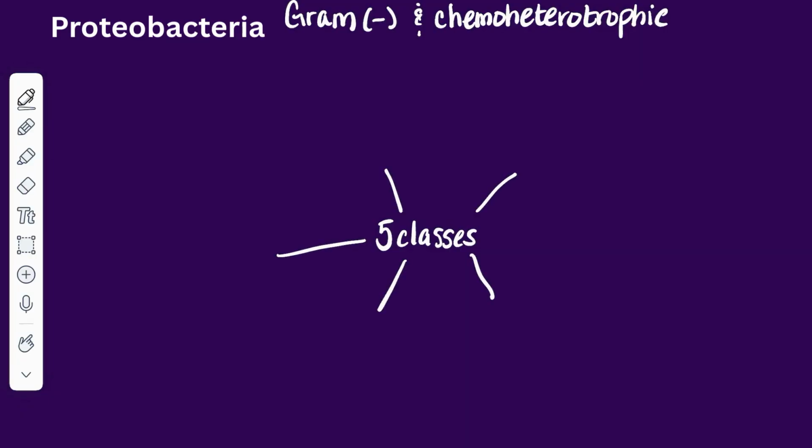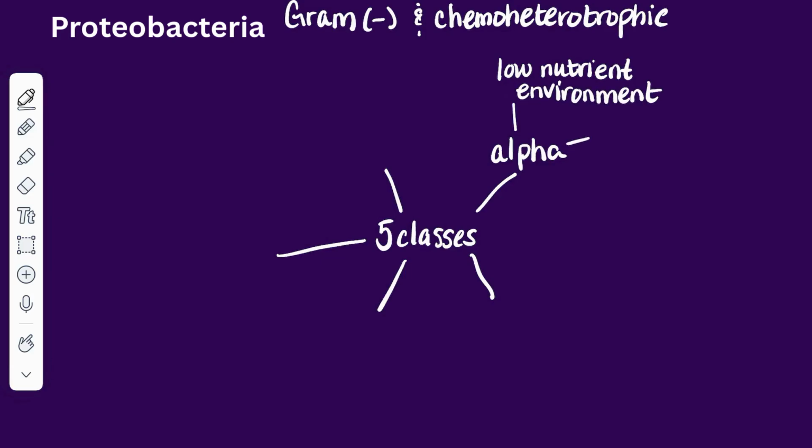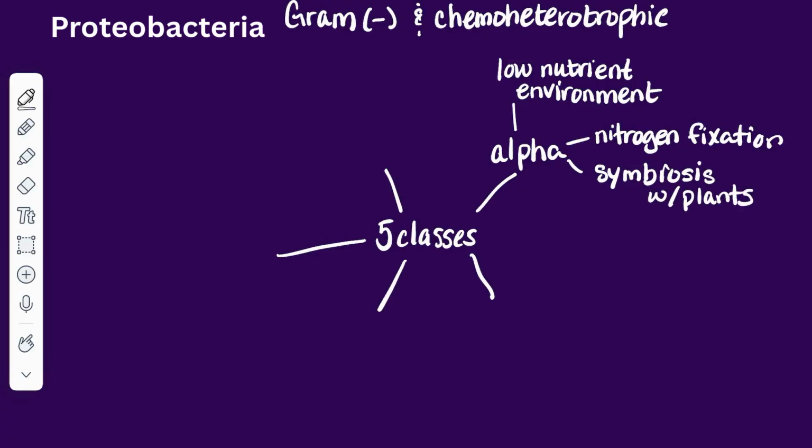Proteobacteria are gram-negative bacteria and are chemoheterotrophic. We have our 5 classes for our core. Stemming from our core, we have 5 branches. Our first branch is all about alpha proteobacteria. Stemming from that, we have low nutrient environment. Our second branch is nitrogen fixation. Our third branch is symbiosis with plants. And our last branch is prostheca.